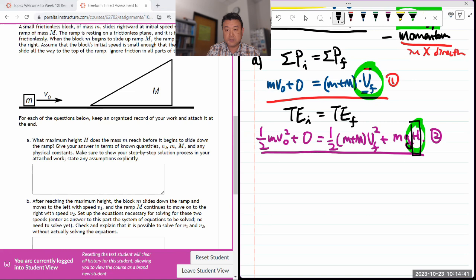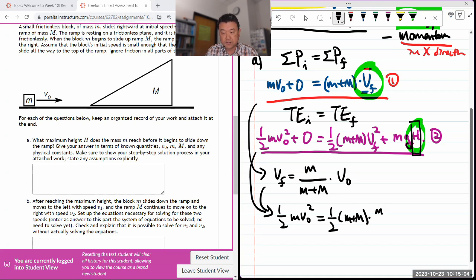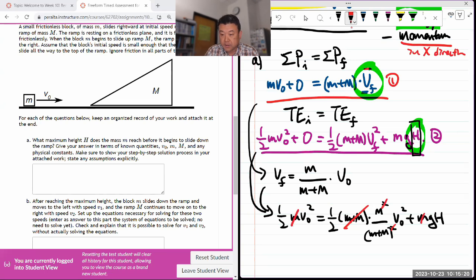So I'm going to plug in 1. Solving 1, I get v final is equal to m divided by small m plus big M times v naught. Plug that into 2, then I get 1/2 m v naught squared is equal to 1/2 the sum of the masses times this thing, it's going to be squared, m squared over the sum of the masses squared, v naught squared, plus m g h. I see some things that cancel out. This cancels out, and actually one factor of small m cancels out of everything.